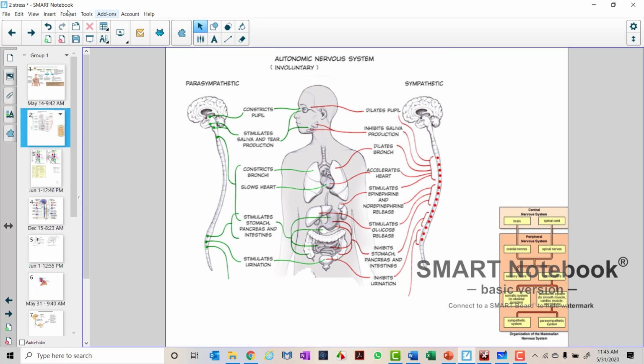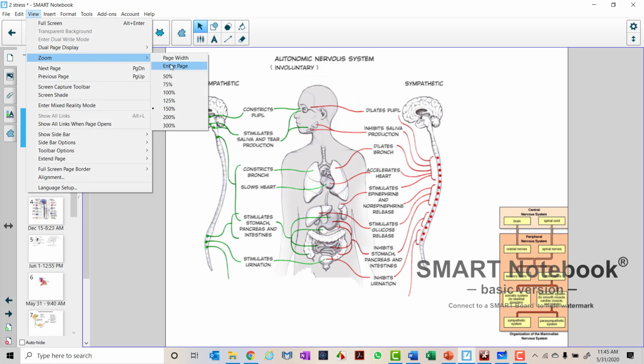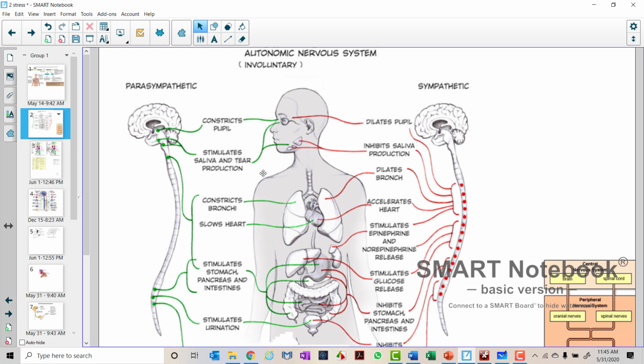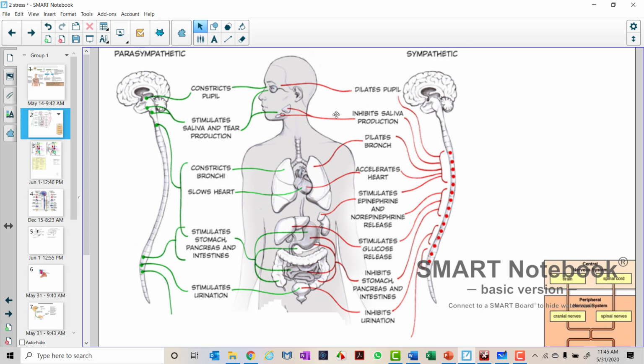One of them is the parasympathetic, and the other one is the sympathetic. Look at the sympathetic, and it gets innervated and activated. It causes your pupils to dilate. It causes your saliva and your digestive processes to shut down. It causes your bronchi to open up and your heart rate to accelerate. It releases epinephrine or norepinephrine, also known as adrenaline. It causes your liver to break down glycogen into glucose.